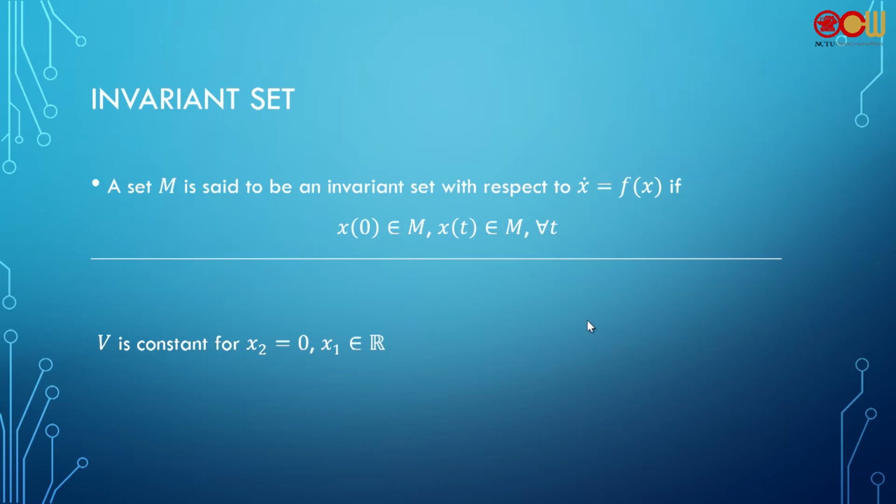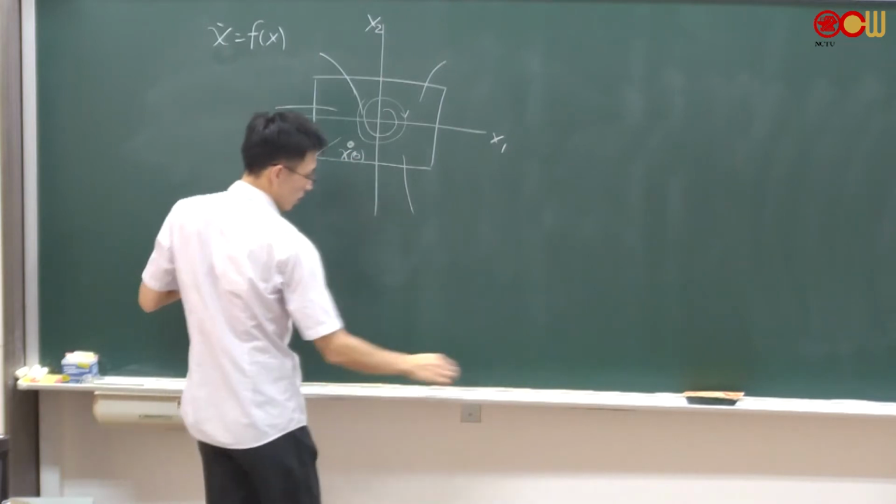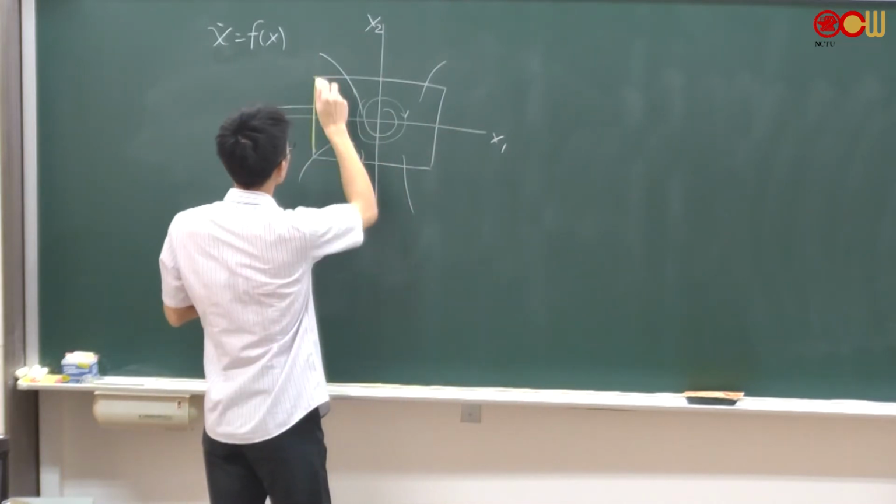So what is an invariant set? A set M is said to be an invariant set with respect to some dynamics x dot equal to f(x), if initially x is in M, then for all time x will stay in M. Then M is called an invariant set of this dynamics. Invariant set means if you are initially in the set, say if you start from here, x0, you say this is the invariant set M.